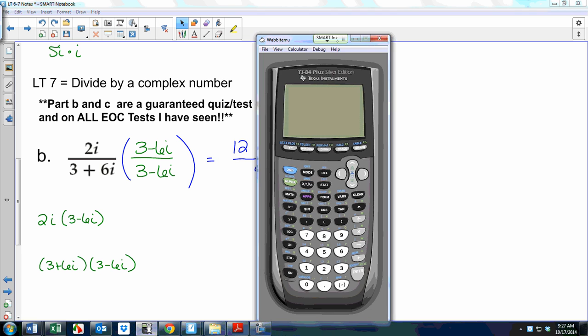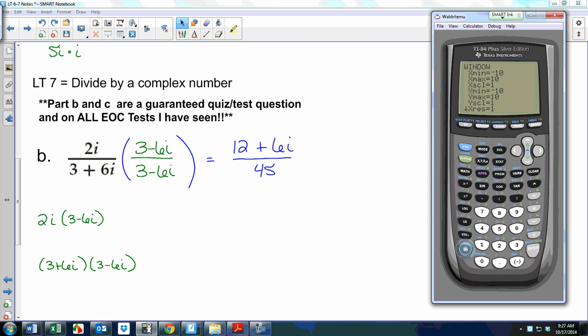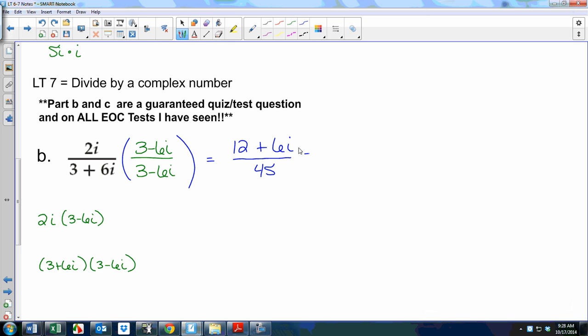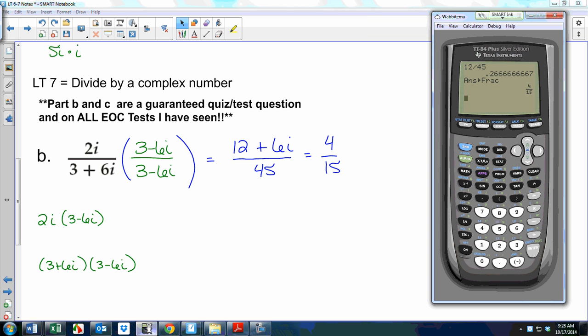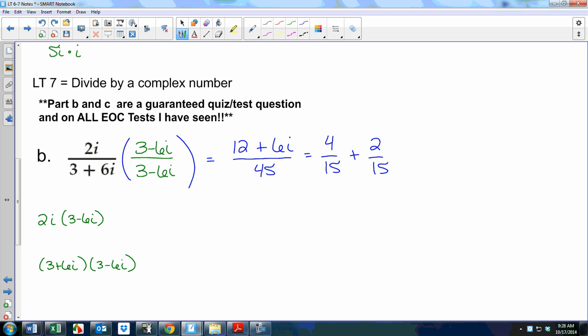All right, you should be able to do this reducing in your head, but just in case, 12 divided by 45 is the real part, and when you hit math enter, the reduced fraction is 4 over 15. So the real part of this answer, 4 over 15. The imaginary part, 6 divided by 45. Math, enter, 2 over 15. So the imaginary part, 2 over 15 i. And that's division.